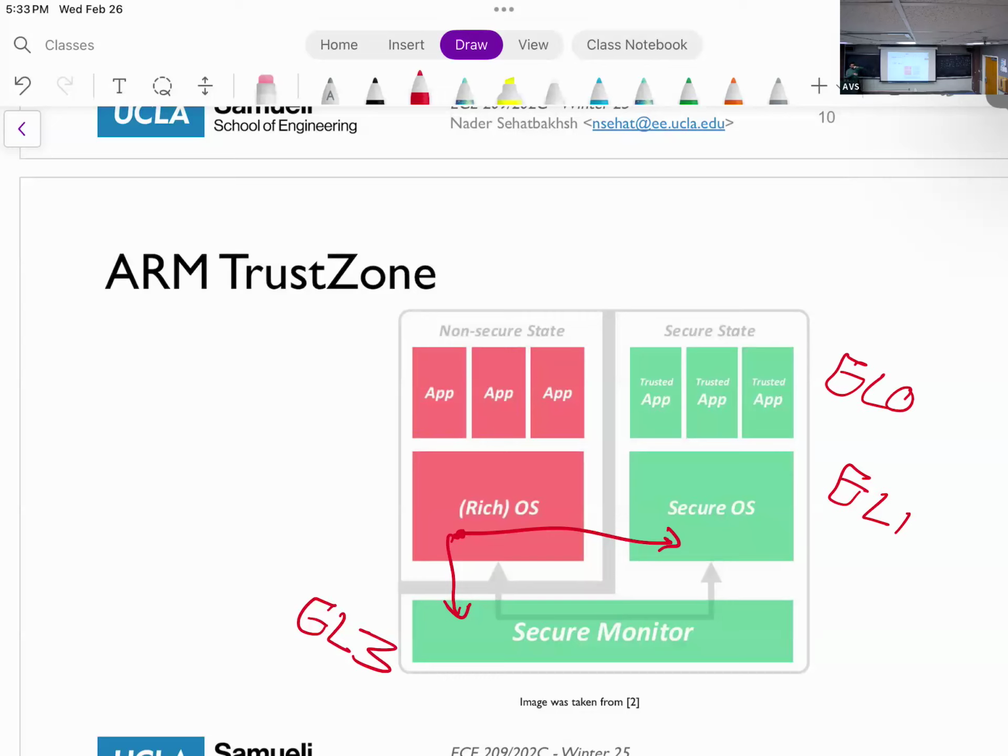There's no level 2. But as I said, CCA later adds a level 2 so that it allows you to separate the rich OSes from each other. So there is one secure OS that handles everything. In newer models, this secure OS is also further fragmented.